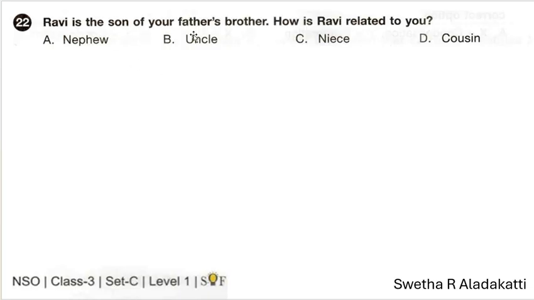22. Ravi is the son of your father's brother. How is Ravi related to you? Let's see. Father's brother, we call an uncle. In Hindi, we call it Bade Papa, Chacha, Kaka. In other languages, we call it Doddappa, Chikkappa, right? So his son, Ravi, will be our cousin. So the answer is option D, cousin.